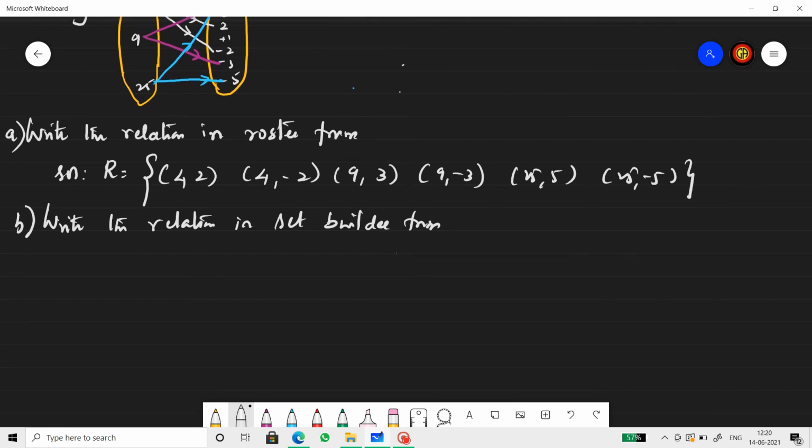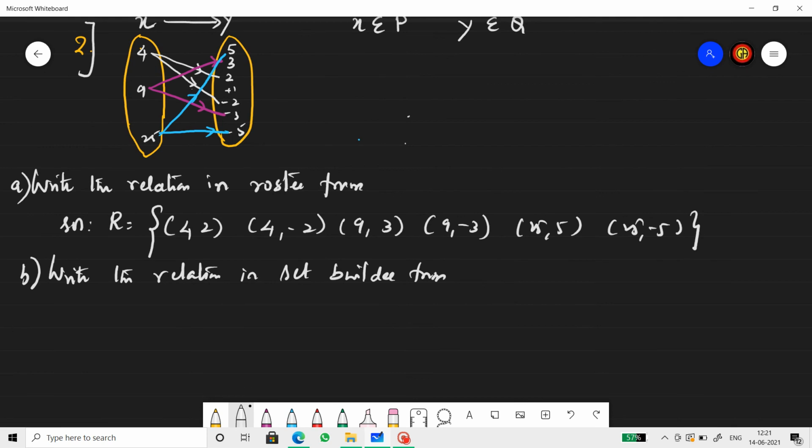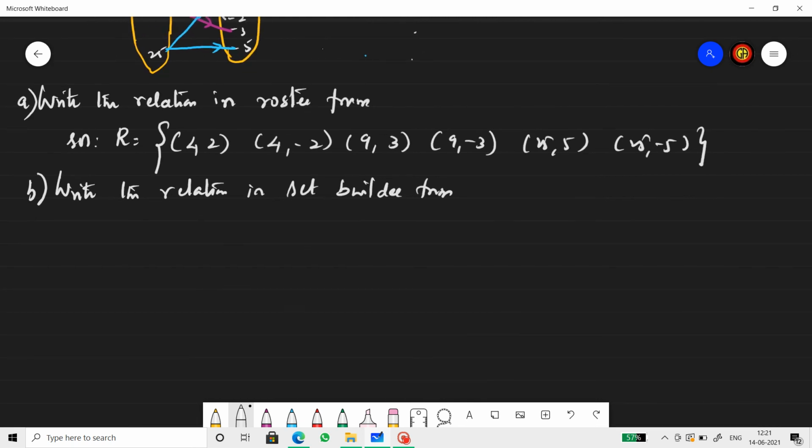Now, look at the relation here. When x is 4, y was 2 and minus 2. When x is 9, y is 3 and minus 3. When x is 25, y is 5 and minus 5. So what do you understand from this? When you square y, we get the x value, isn't it? So in set builder form, R equals the set of (x, y) such that x is equal to y square, wherein x belongs to set P and y belongs to set Q. This is how we write in set builder form.